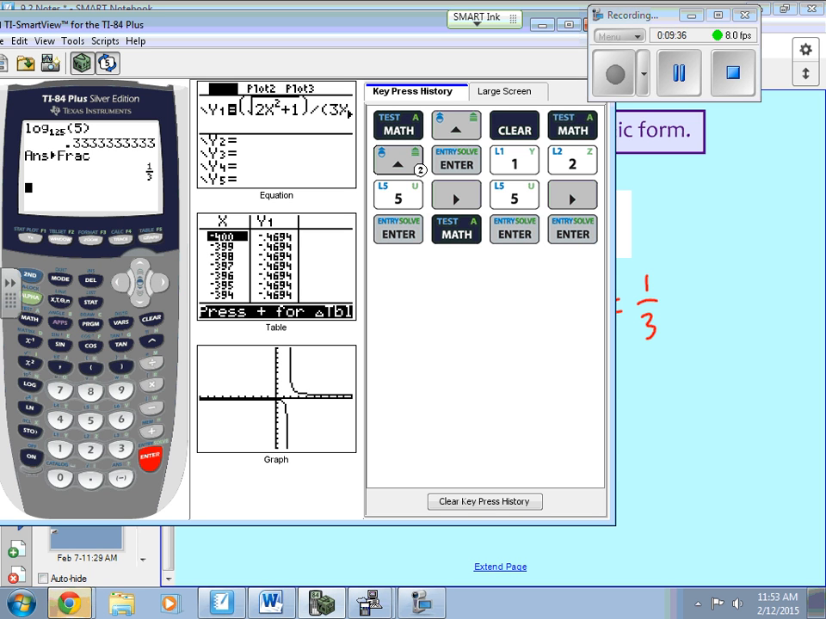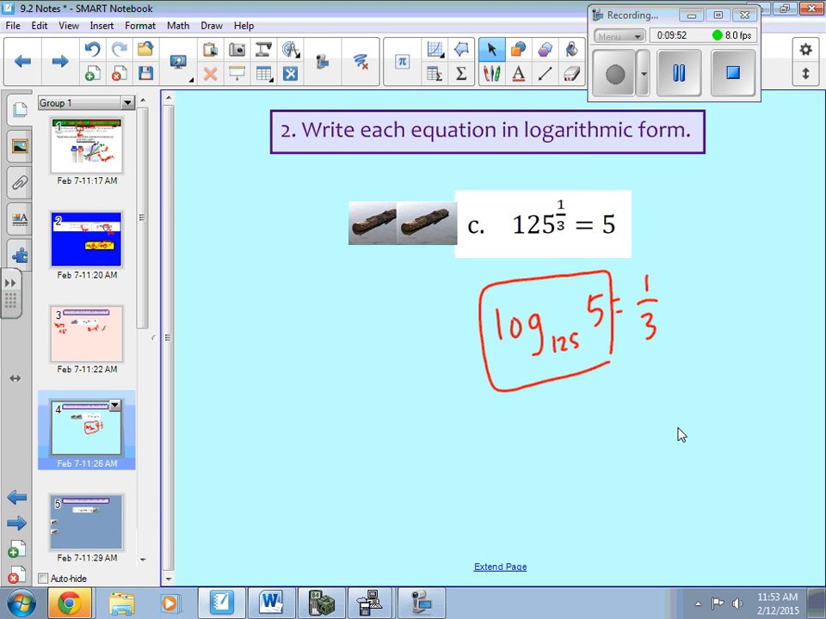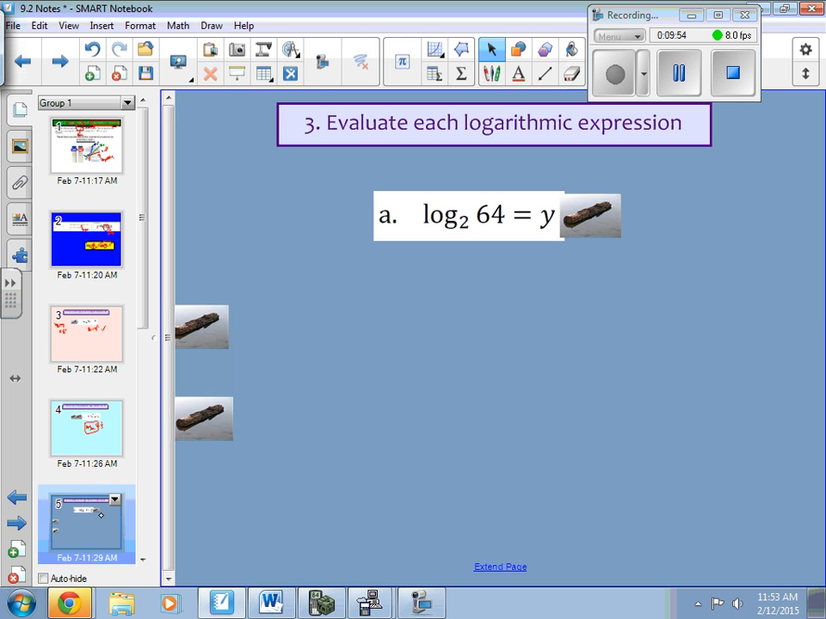Now some calculators may not have this. If you have a TI-83 or one of those TI-30 calculators, it doesn't have the ability to type in the base number. I will show you in a second how you can do that. So if we go on to number 3, they want us to evaluate each of these logs. If we use the same thing we just did on the calculator, we should be able to do that. We want to do log base 2 of 64.